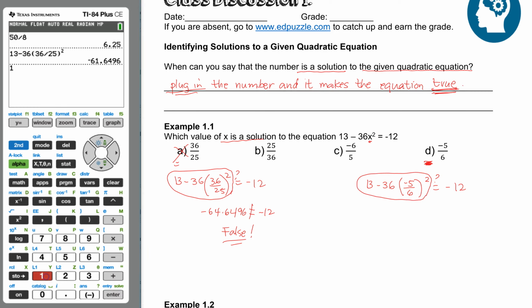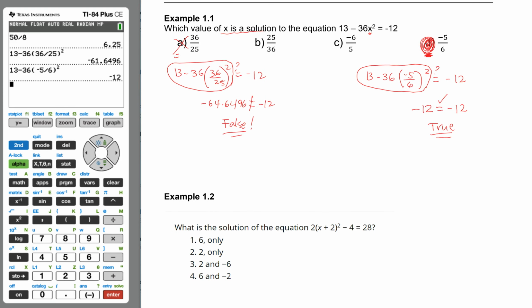So we have here 13 minus 36 times negative 5 divided by 6, then square, press enter, and that gives you negative 12. So negative 12 equals negative 12. So this one makes the statement true. This means now that negative 5 over 6 is the solution. So this means this is the answer.